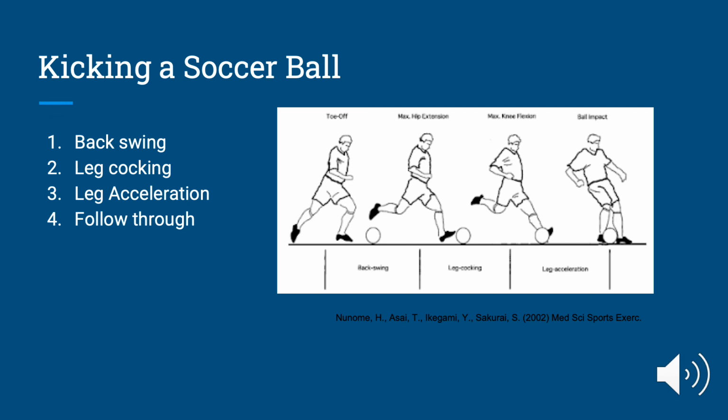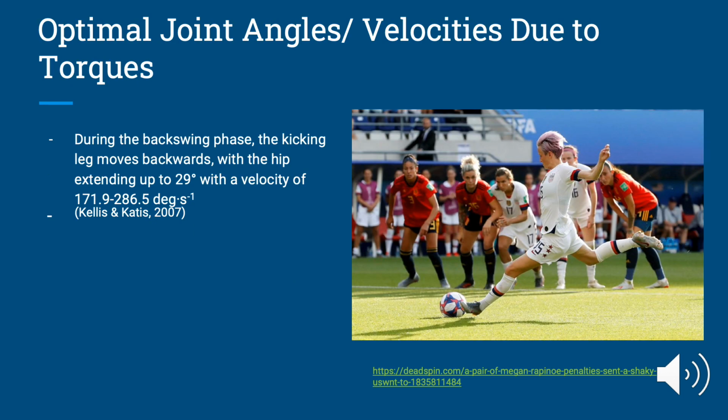So when you're kicking a soccer ball, there are 4 stages. The first stage is a backswing, the second stage is a leg cocking, third stage is a leg acceleration, and the fourth stage is follow through. So we're going to look at these 4 stages and compare how the optimal angles go into these motions. So during the backswing phase, the kicking leg moves backwards with the hip extending up to 29 degrees with a velocity of 171.9 to around 286.5 degrees per second. So you have quite a bit of speed when you're pulling your leg back to start this kicking motion.